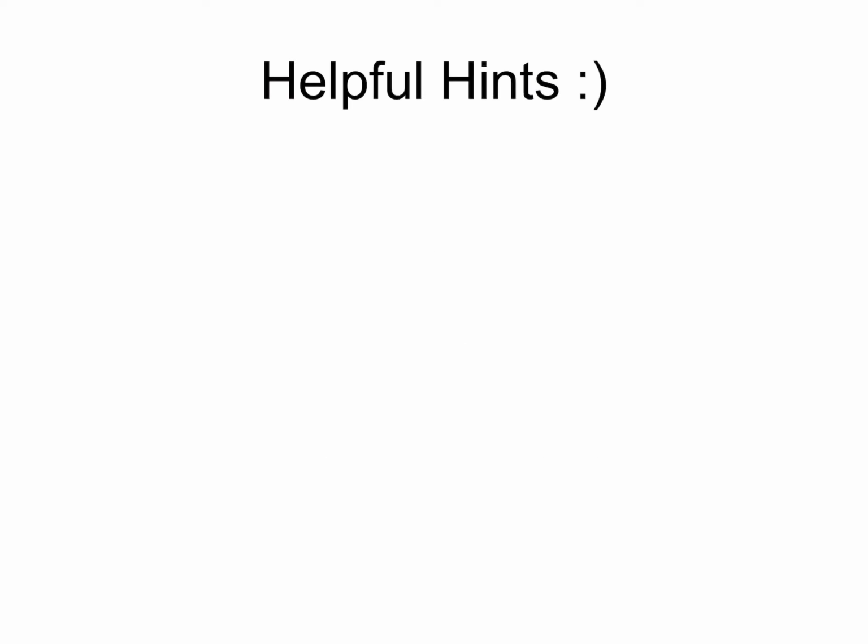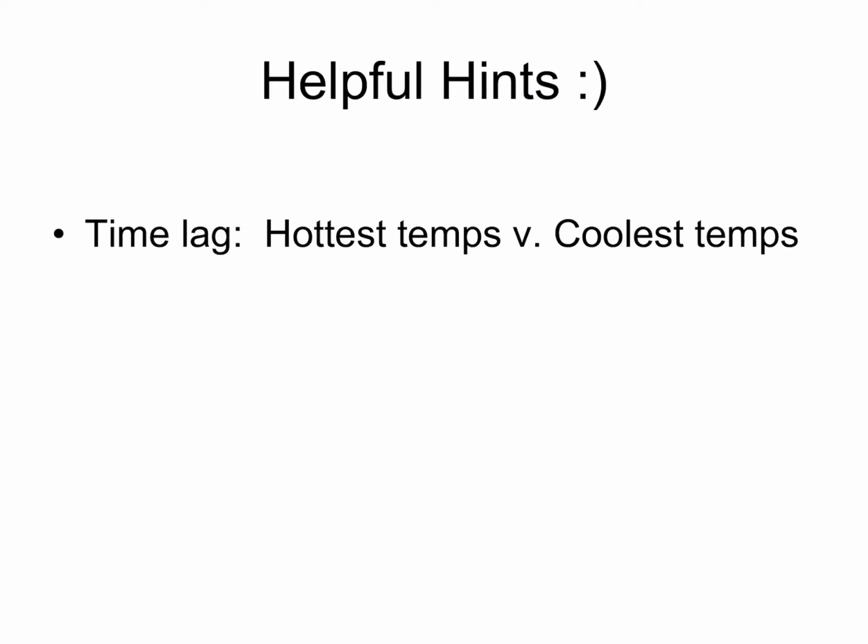So why is that? To help us think the right way, I'm just going to remind you of a couple things. Time lag. We went over this back in astronomy. The hottest temperatures of the day should be noon, but it's actually going to be 2 p.m. You got that little 1-2 hour delay. And then the coolest temperatures are going to be at sunrise. That's going to be the coldest temperatures of the day. So that's number one helpful hint.